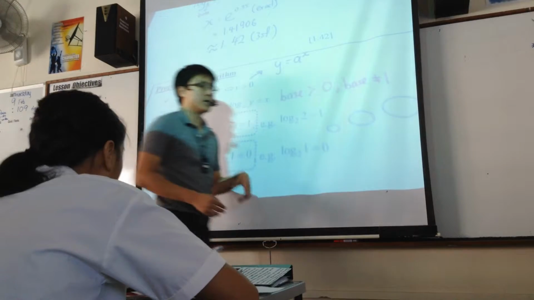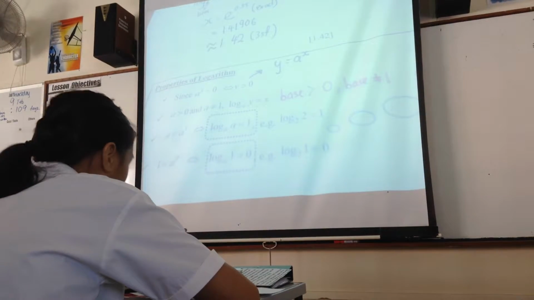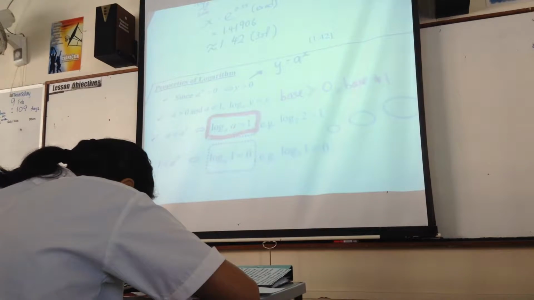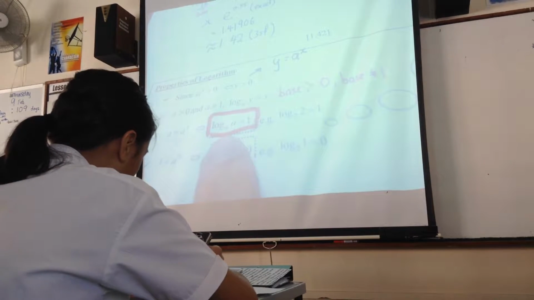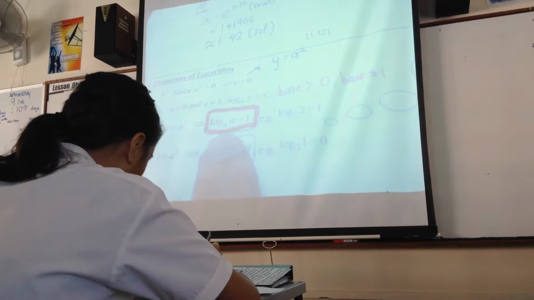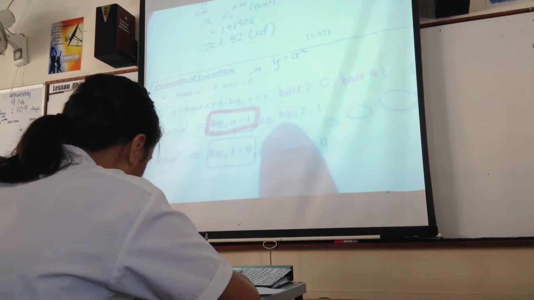This is important. Very useful. It's the top 10 trick that I always use. Okay? Log a base a is equal to 1. Can you highlight this? Ryan, what did I say? Highlight this. Log a base a equals to 1. So example, log 2 base 2 equals to 1.